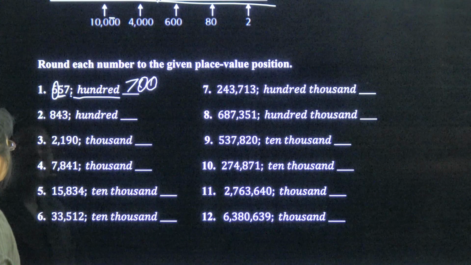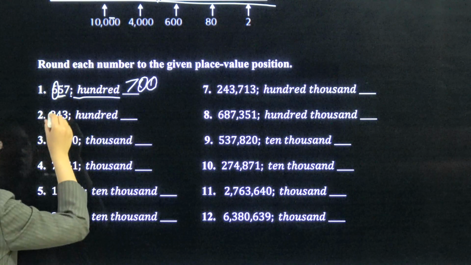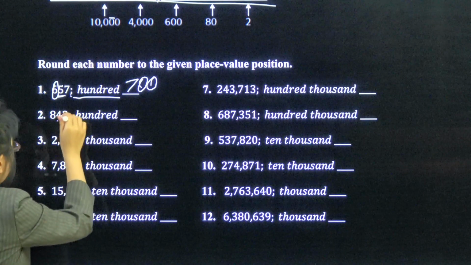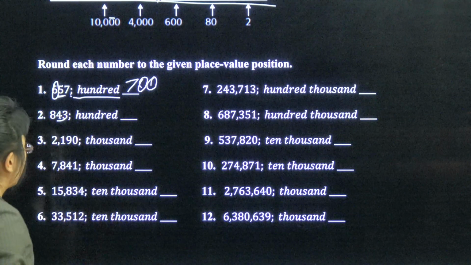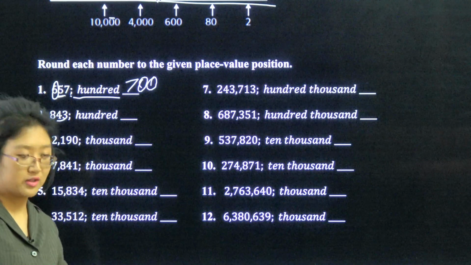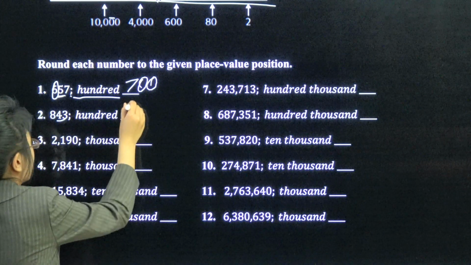Over here we have another round to 100. But when we go one place to the right, it's a 4, which means that we will round down. Now we don't round downwards of 800, which would be 700. We just round to 800.